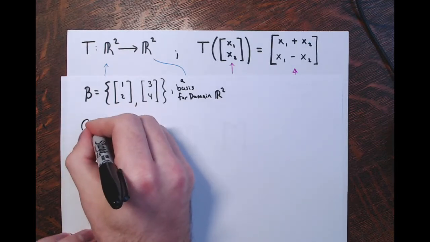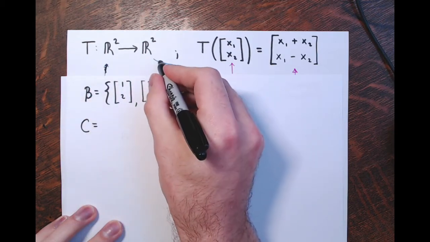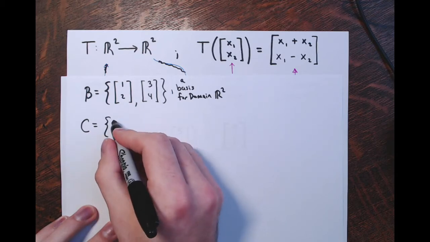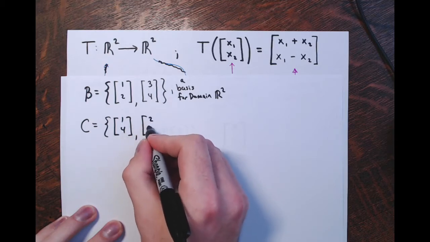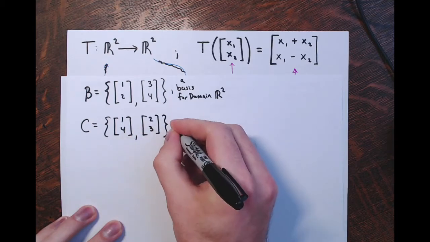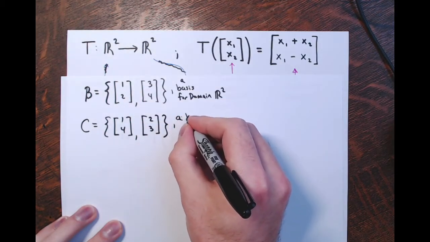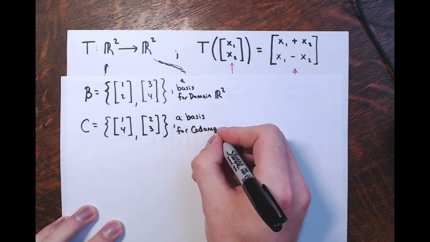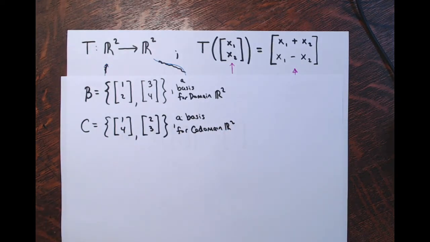And then this C. Let's maybe scratch out these bars, these lines. C, this other set that's given to us, with the vectors 1, 4 and 2, 3 in it. This is another basis for R2, but it's a basis for the codomain R2. So now what I want to do is this.